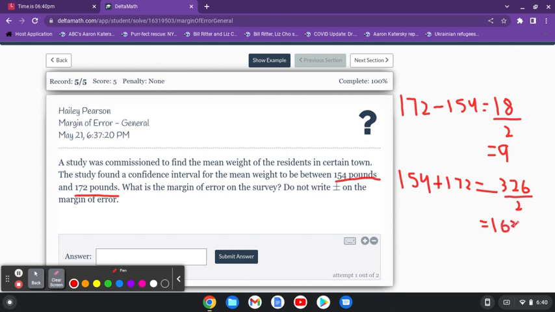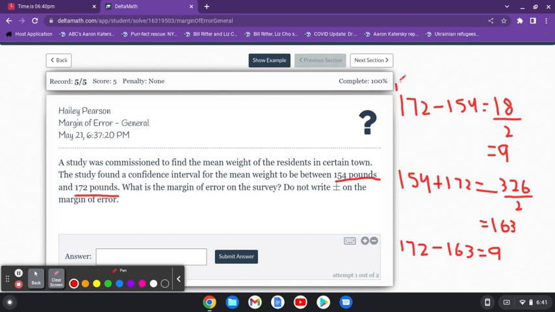Then I would take the mean and subtract it from my highest value of the interval, which is 172. If I subtract, I'm doing 172 minus 163, and that would get me to, if I plug into my calculator, the same margin of error, which is 9. So that would be the second method.